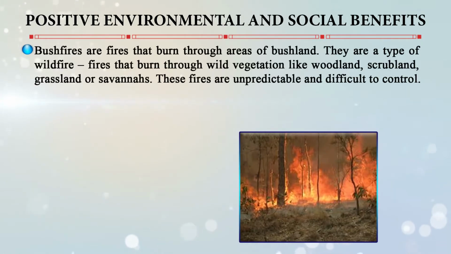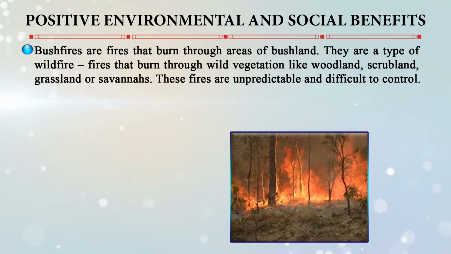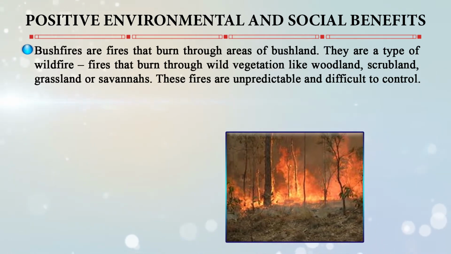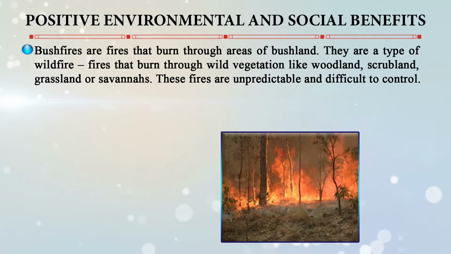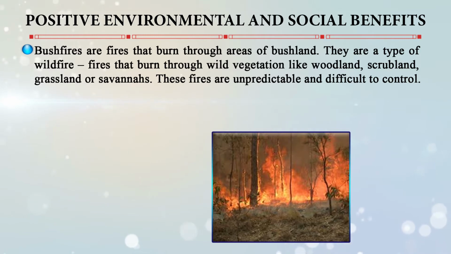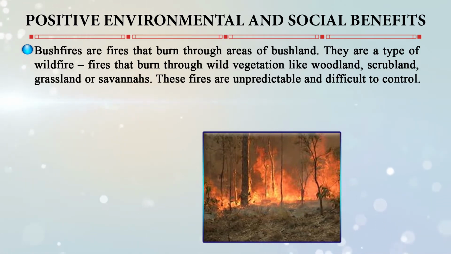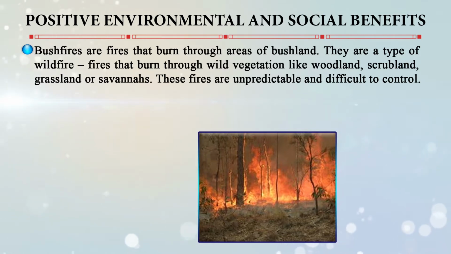There can also be positive environmental as well as social benefits. Bush fires are one example that I can cite. Bush fires are fires that burn through areas of bushland. They are a type of wildfire, fires that burn through wild vegetation like woodland, scrubland, grassland or savannas. These fires are unpredictable and difficult to control.